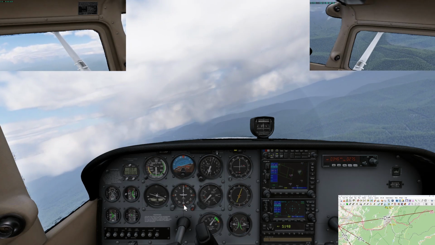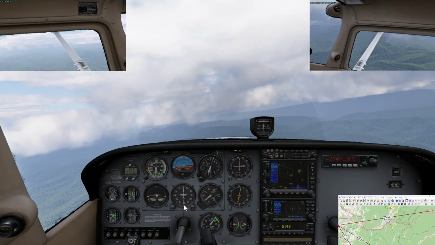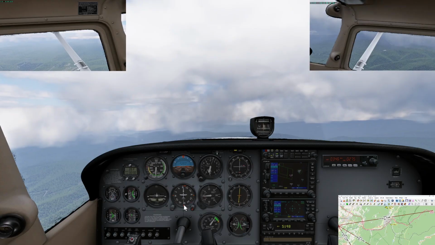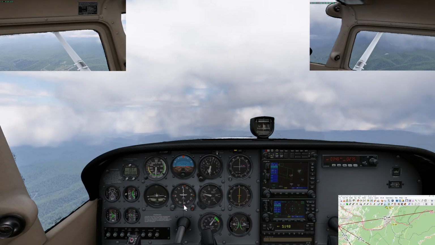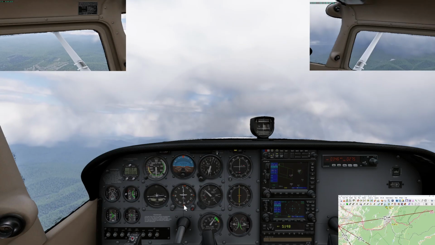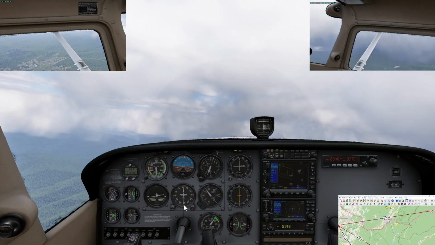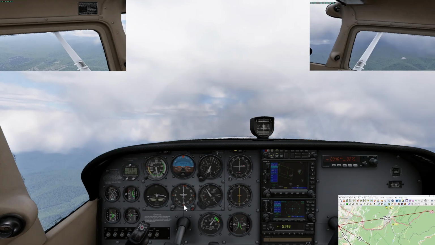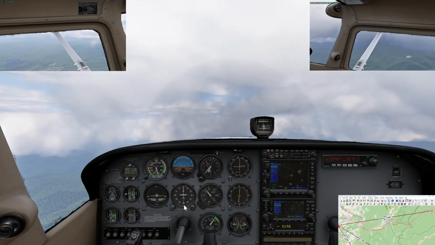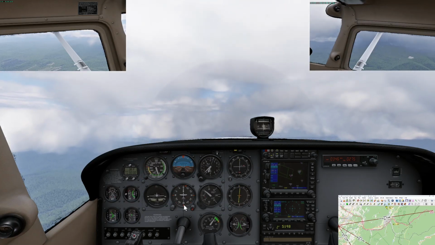Well, there I am. I'm paralleling the course now. I'm going the same direction as the bearing, but I'm just not on the bearing. But I want to be on that 090. So we're going wings level, getting a little closer. I want to be right on it.